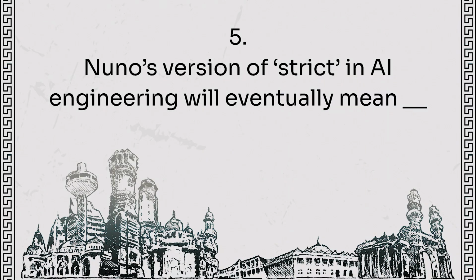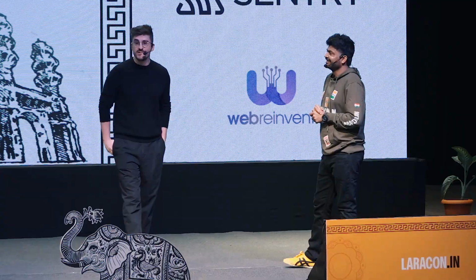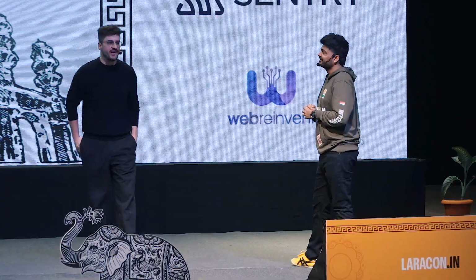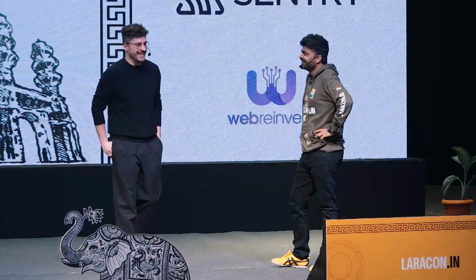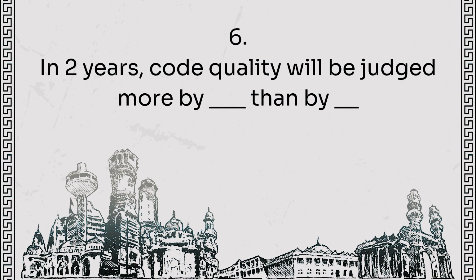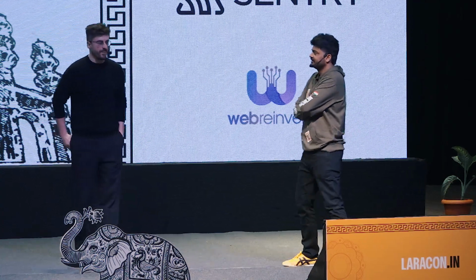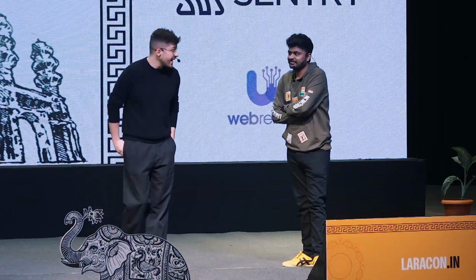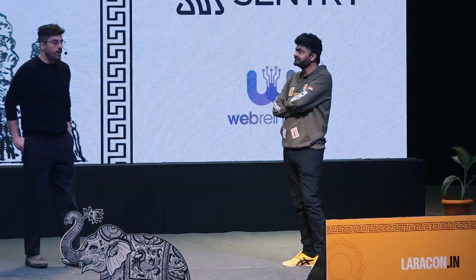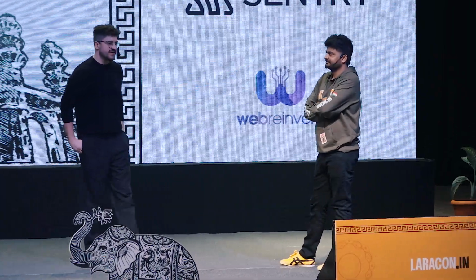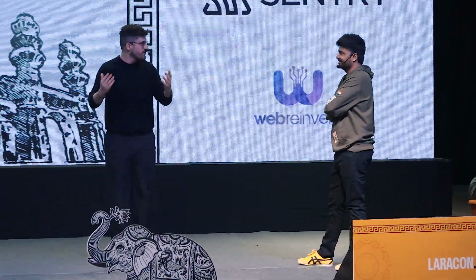Fifth, Nuno's version of strict in AI engineering will eventually mean? A happy person, because you will be able to be happy on the weekends knowing that your application just works and you can relax. Sixth, in 2 years, code quality will be judged more by blank than by blank. I think we'll be judged by performance, bugs, amount, all those stats are important, more than actually just doing a demo. I feel like some of the products we see out there done by AI are literally just fancy demos on the weekend and that's it.